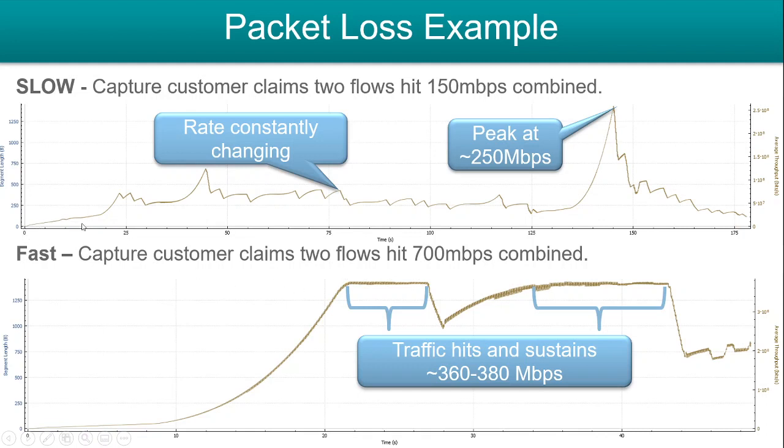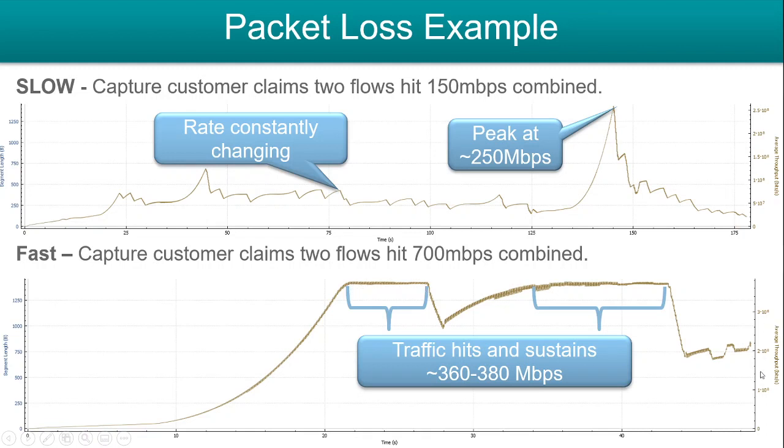Here, we were ramping up and it peaked just before 25 seconds. So let's just call this maybe 15 or 18 seconds. Here, that lasted past the 15 or 18. It went all the way up to about 22, 23. But during that time, the traffic in the fast capture was able to hit and sustain over 350 megs. We call it 360 to maybe 380. That's this line going across.